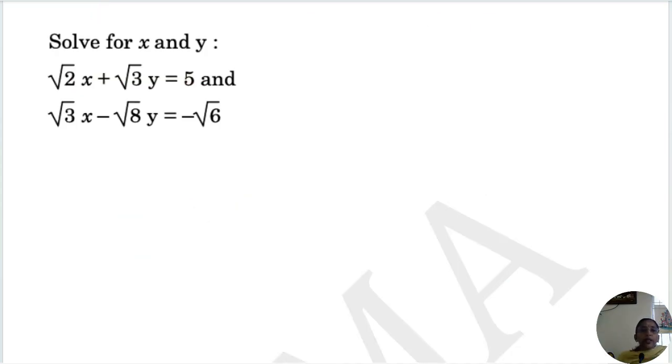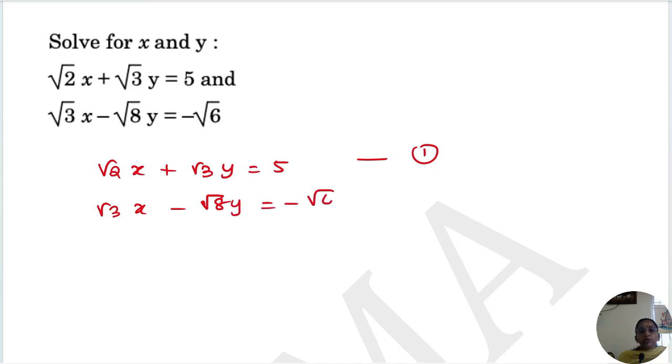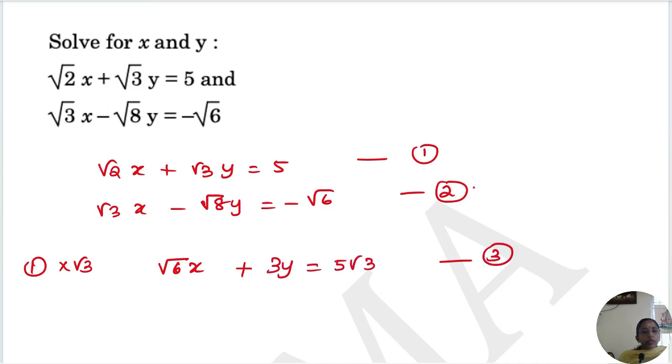Solve for x and y. Root 2 x plus root 3 y is equal to 5. So this is our first equation. And root 3 x minus root 8 y is equal to minus root 6. So this is our second equation. In order to make the coefficient of x equal, the first equation is multiplied with root 3. So our answer will be root 3 x plus root 3 into root 3, so 3y, equal to 5 root 3. This is our equation number 3.